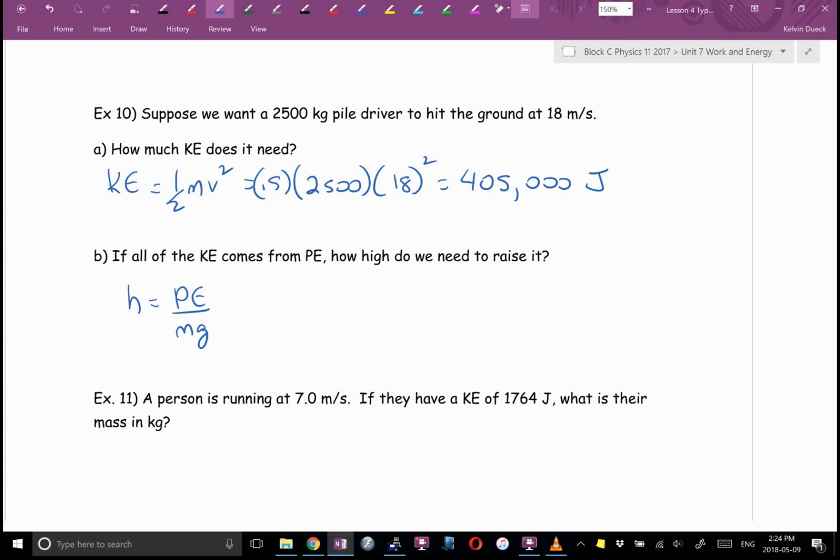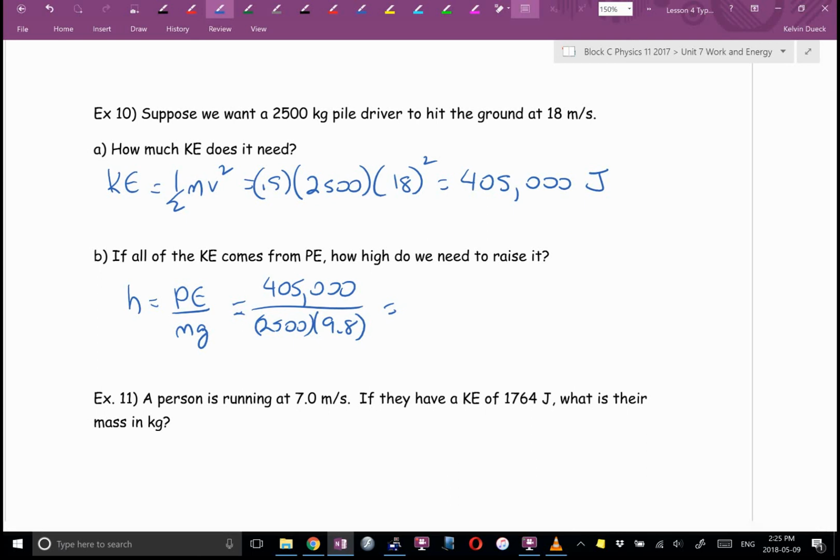Rewrite the equation. How many joules of energy? Well, how much kinetic energy do we need, Dylan? So how much potential do we need up there? Same answer. Wow. Did they give me the mass? Did they give me G? I know G. How high do we need to lift this pile driver before we let it drop?